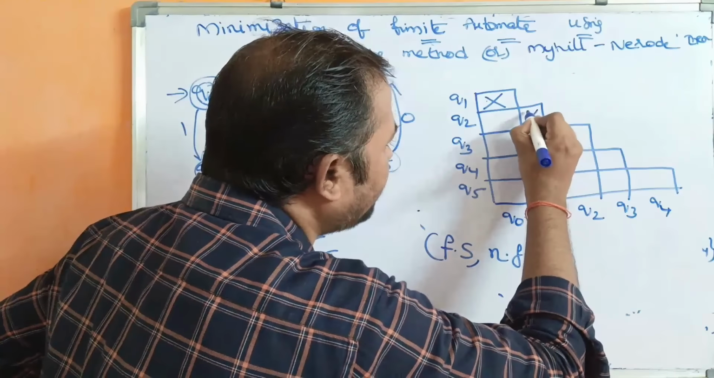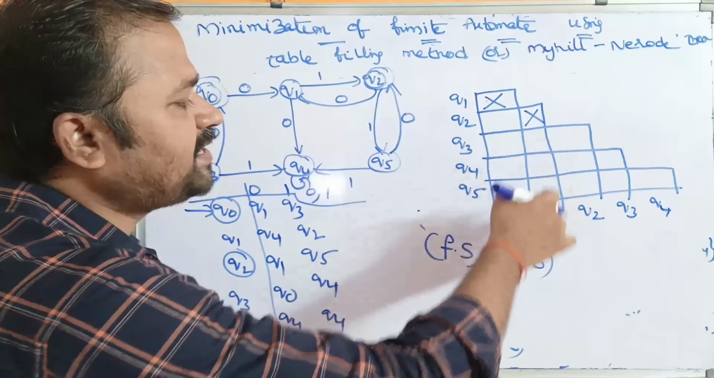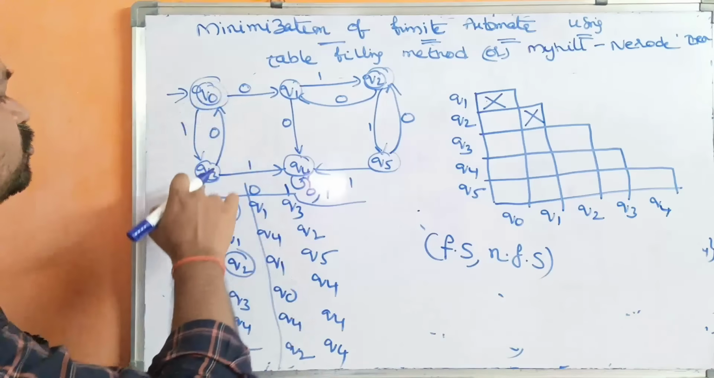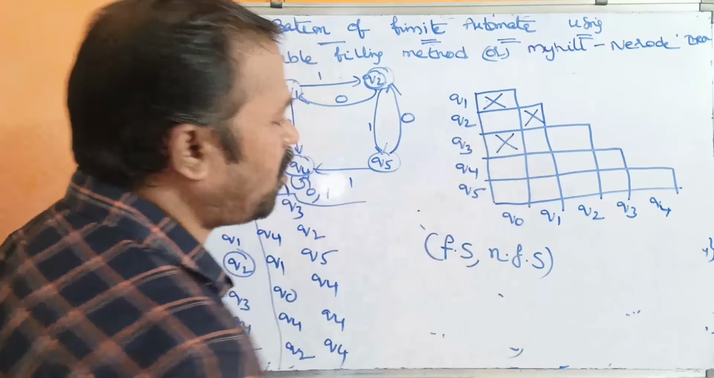So we can mark this box. Next one, Q3, Q0, or we can also call it Q0, Q3. One is a final state, another one is a non-final state. So we can mark this box.